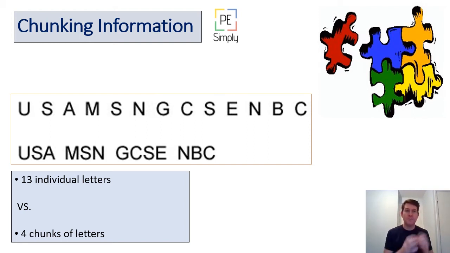So here, for example, you can see USA, MSN, GCSE, and NBC. Those would have been your 4 chunks. From there, what I really want you to understand is that you're not revising each topic individually, but you're starting to chunk some of that information together, which will help that information become a bit more manageable for you as a student.